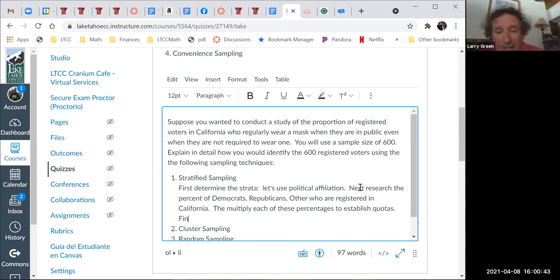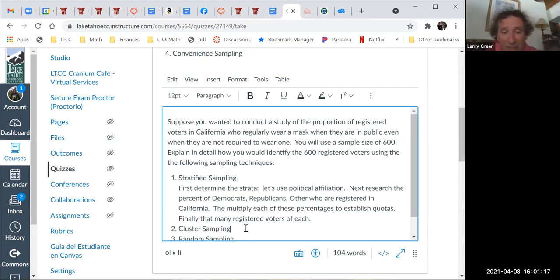And then finally, survey that many people of each. Any questions on stratified sampling? Okay, note that had you chosen something other than political affiliation, that's fine as long as you understand the steps. Okay, so I'll be reading it, and the key is explain yourself.